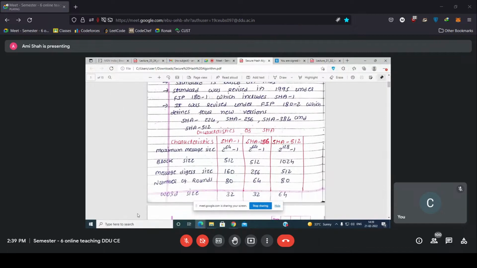In these characteristics, for SHA-1 the maximum message size is 2 raised to 64 minus 1. For SHA-256 it is 2 raised to 64 minus 1, and in SHA-512 it is 2 raised to 128 minus 1. What is the block size? I am talking only about SHA-512. The block size in SHA-512 is 1024, and the message digest size is 512.